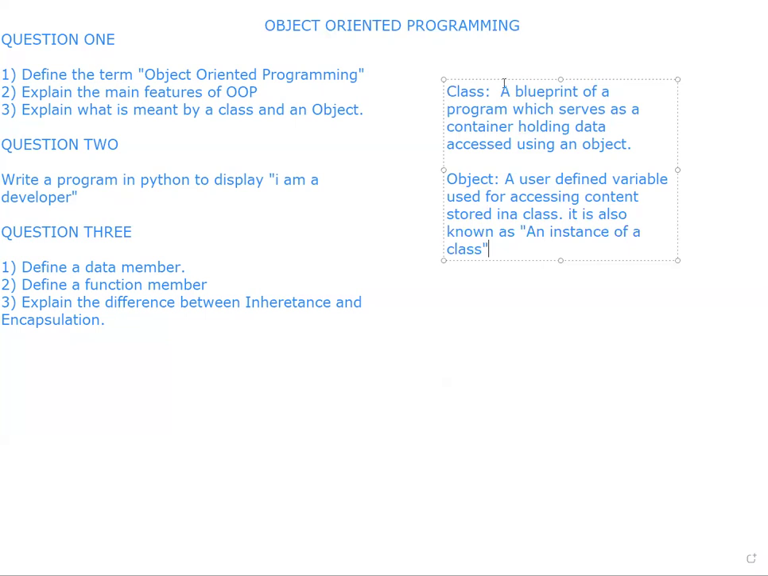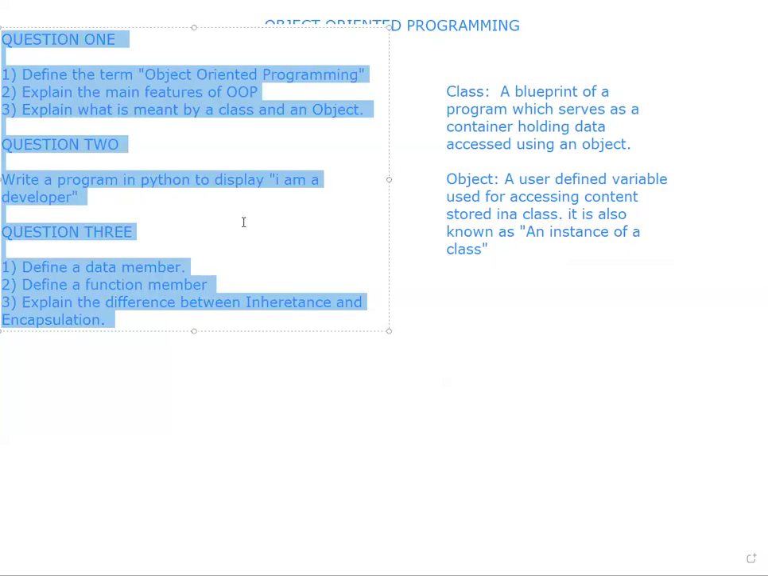Are we moving together? It's clear so far. Is it clear so far? Alfred, together? What is a blueprint?